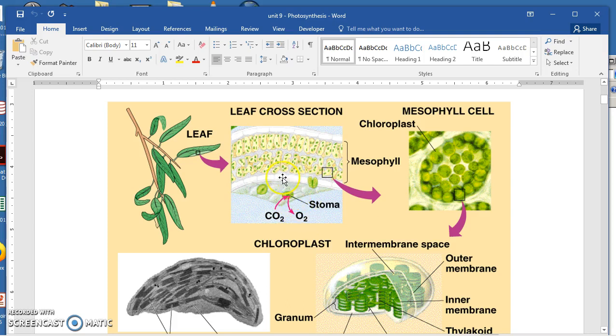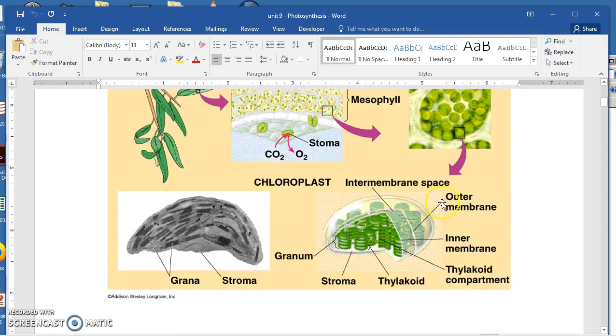And the water is being pulled up into the leaf from the root system generally, and some of it does leave through the leaf. It evaporates and the plant loses it, and some of that water is not used in photosynthesis. It's just lost, especially in the hot summer months. Over here on the far right, it's showing a mesophyll cell with many chloroplasts in it.